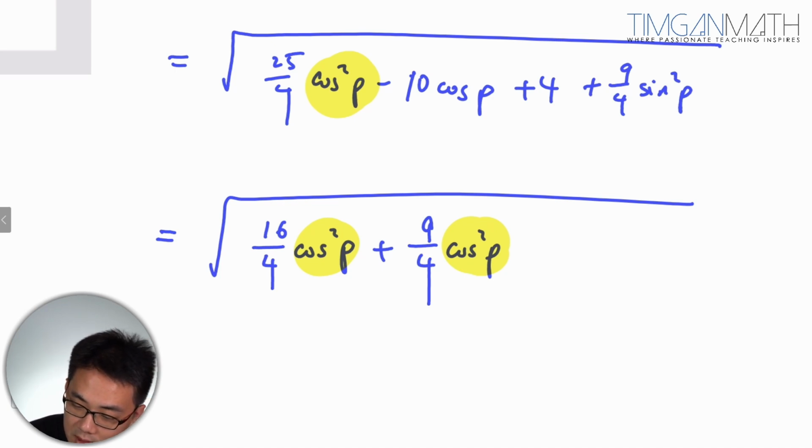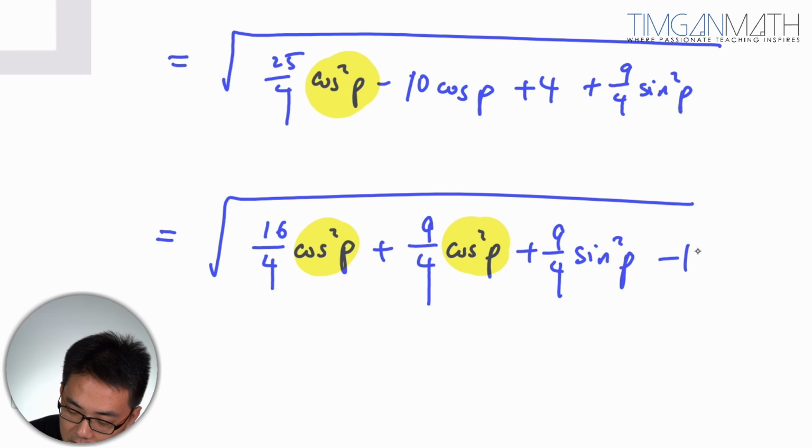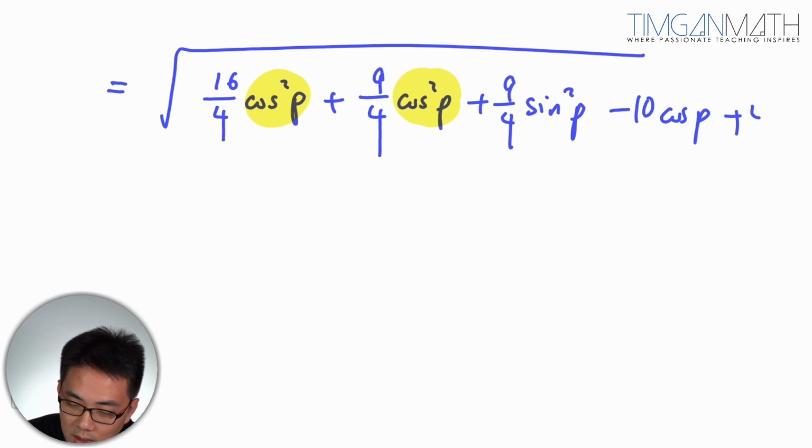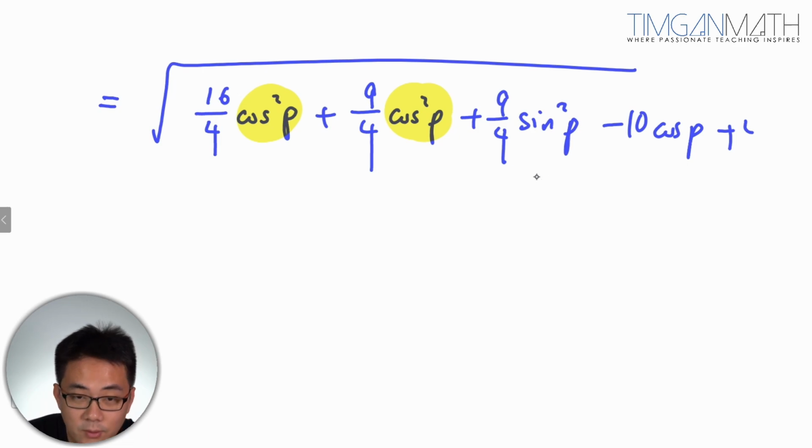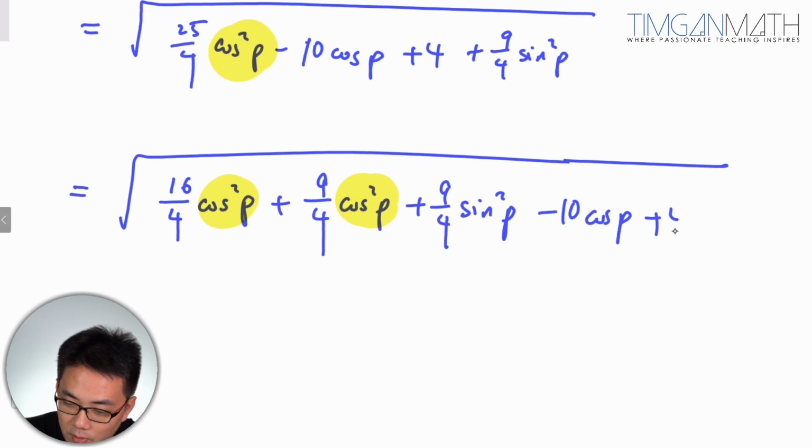So in this case, once it's done, we're going to put 9 over 4 sine square p, then minus 10 cosine square p plus 4. That's pretty okay. Then the reason why is because I want to merge these two up. These two, if I merge them up, will be good. Okay, so this is actually just a manipulation.